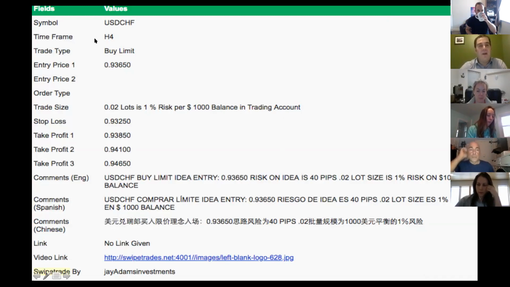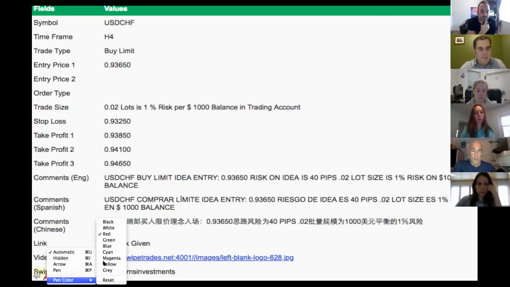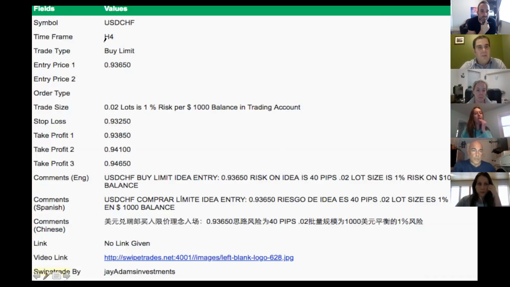So the first pair, like Nick was saying, comes in like this. It's USD CHF, so that's Swiss francs. So it gives you the pair. Now the second part here, I'm going to get my marker, just a second. Pen color, I'm going to put it in green. So the next one here says H4. Do yourself a favor. Do not pay any attention to that for now.